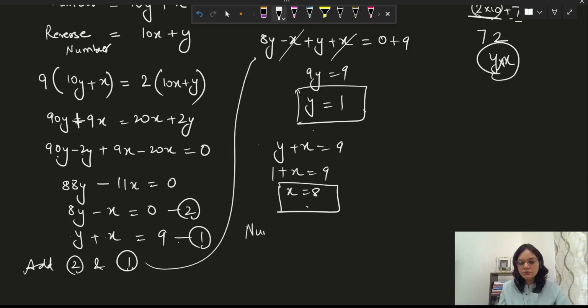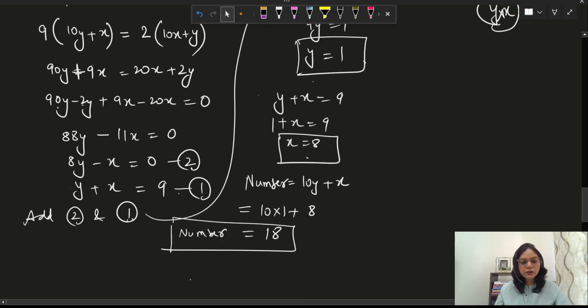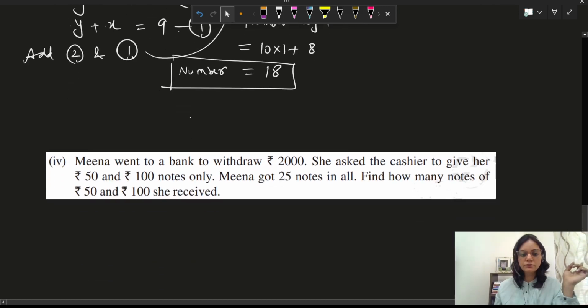So what's my number, students, over here? It was 10y plus x. So 10 into 1 plus 8, so the number is 18. I hope this is also clear. Yeah, so you got your number as 18. Clear, students? Fine, very good. Now let's move to the next question.